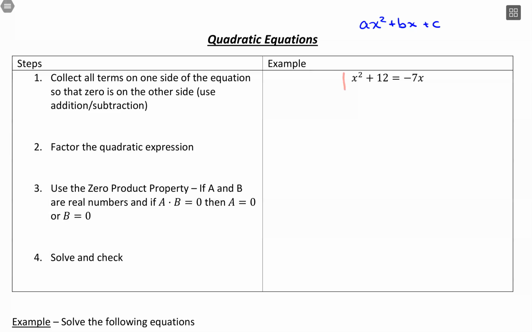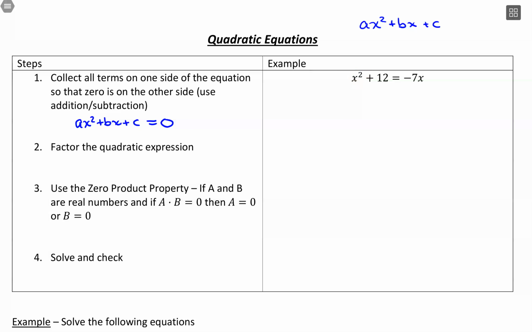If we look at our example here, what we can see is we have x squared in there, so this is going to be quadratic. Our first step is that we want to collect everything on one side of the equation so that we have 0 on the other side. We want to get to this form where we have ax squared plus bx plus c equals 0.